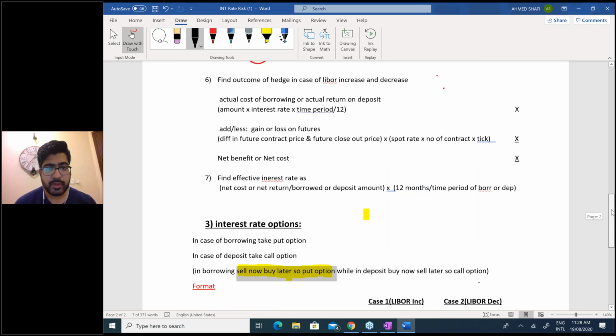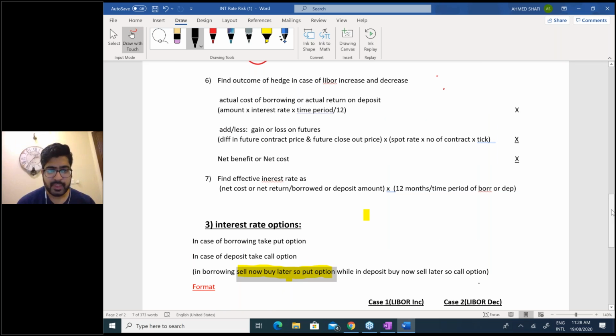You take actual cost of borrowing or return on deposit, it's the same thing, amount into interest rate into time period over 12. Then you need to add or less gain or loss on futures, depending on what is the futures contract price and what price you got, into spot, into contracts, into tick. You get net benefit or net cost. Accordingly add or less them. And then you need to find the effective rate, what is the percentage impact.